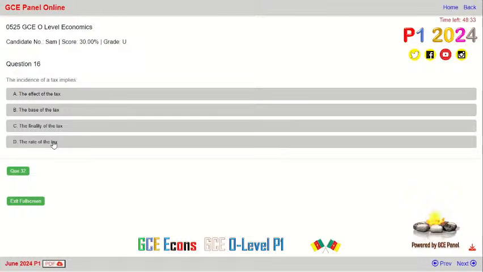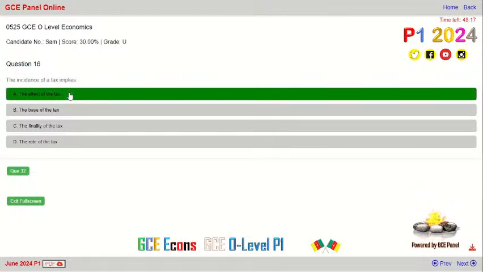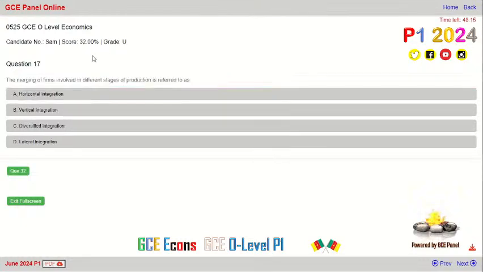Question 16. The incidence of a tax just implies the effect of the tax. The effect of a tax is known as the tax incidence, okay? So at this point, you can see that we are still at the U grade. We have not failed any question yet. We intentionally fail some so that we see what happens, okay?